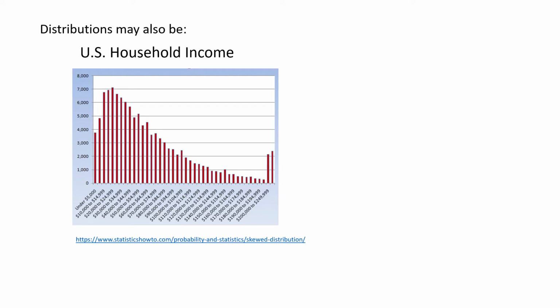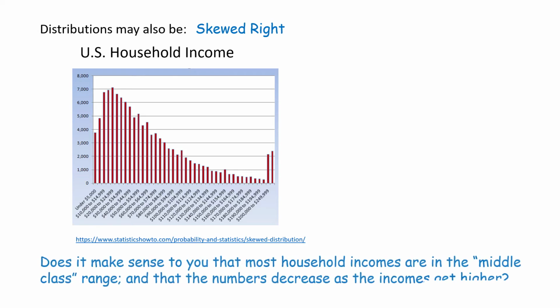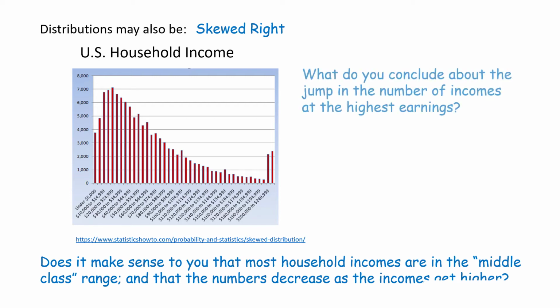Distributions may also be skewed right. Consider the graph of U.S. household income. Observe that it starts with high numbers on the left side and then skews to a shorter tail on the right side. Does it make sense to you that most household incomes are in the middle class range and that the numbers decrease as the incomes get higher? What do you conclude about the jump in the number of incomes at the highest earnings?